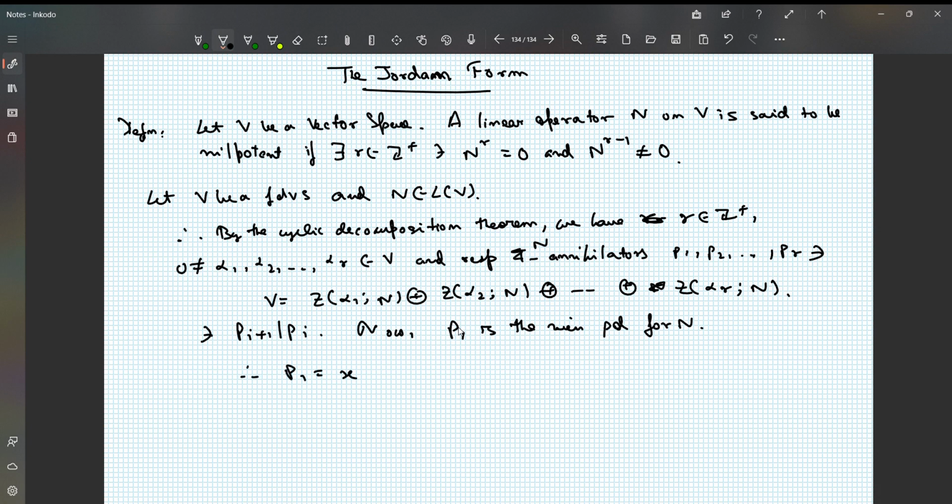So p1 should be of the form x to the power k, let's say, such that k is less than or equal to n. Okay, so V is a finite dimensional vector space of dimension n, let's say. Is it clear?